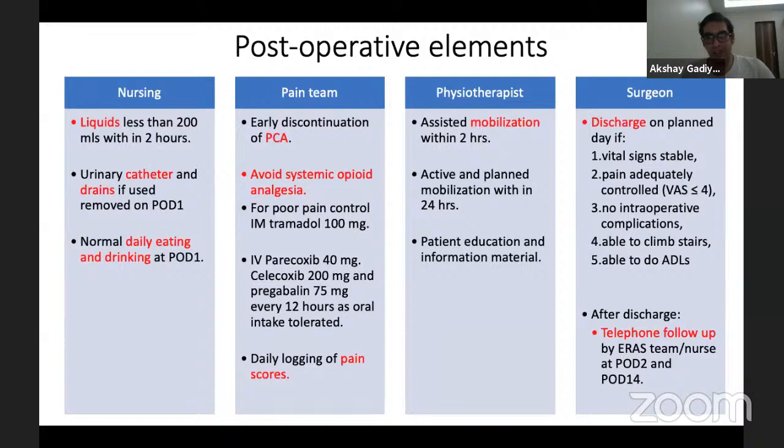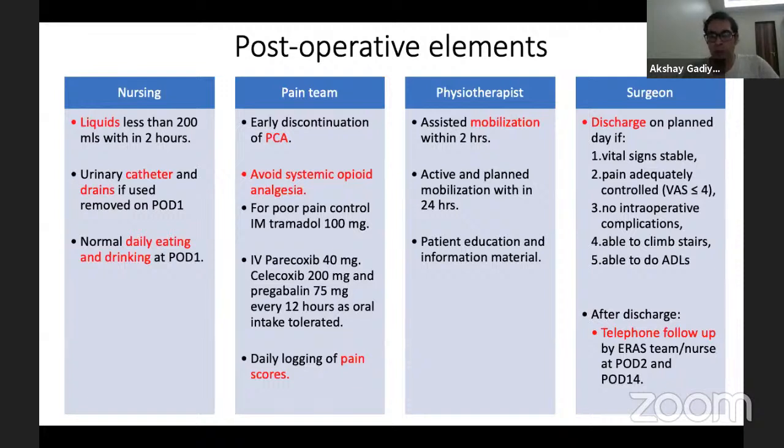Physiotherapists assist in mobilization within 2 hours of surgery, and active and planned mobilization is initiated within 24 hours. Patients are provided with education and information material as well as any contacts required. If at all they have any queries, they can always get in touch with us.